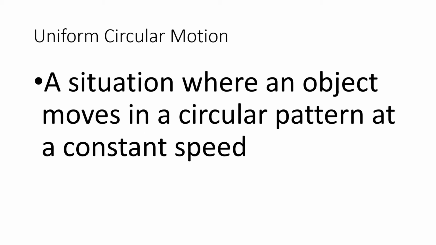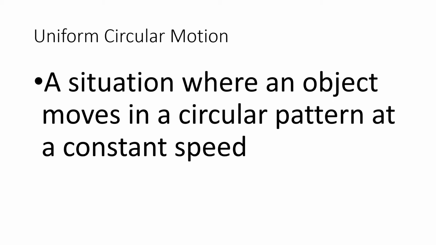Now, when we talk about this situation, we need to understand uniform circular motion. Uniform circular motion is further explained in the situation that we're dealing with. We're going to certainly define centripetal force in a little bit, but understanding this is the start, right? So uniform circular motion is a situation where an object moves in a circular pattern at a constant speed. So it's got to have both parts, right? It's got to be going in a circle, and it's got to be moving at a constant speed. Those are the two things that go into uniform circular motion.